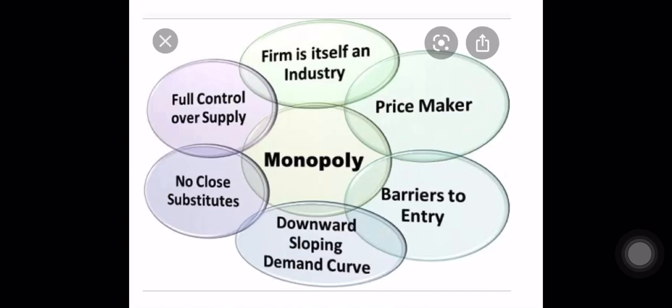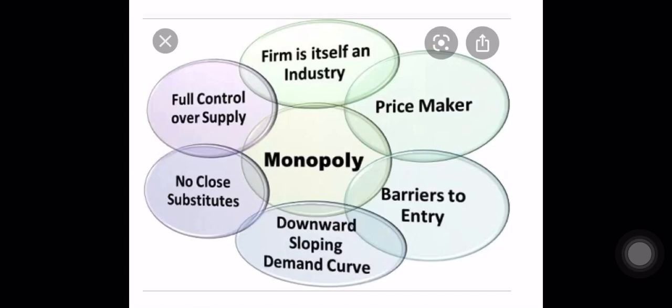The product that the monopoly sells has no close substitute. So in terms of product description, a monopoly product has no close substitute, compared to a perfectly competitive market wherein the product is homogeneous. And the monopoly has full control over the supply, being the only one in the market.